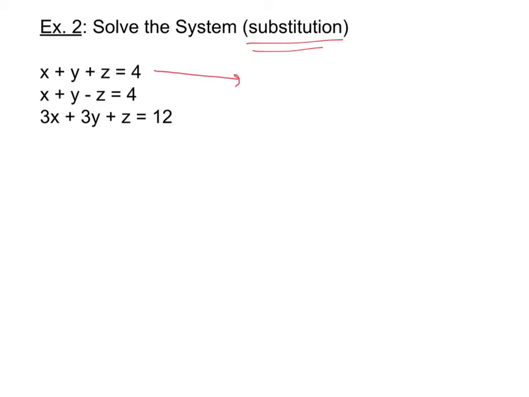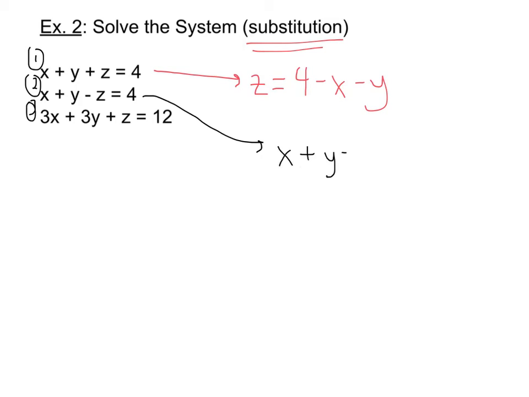So if I wanted to isolate z here, I could move the x and y over, and I get z equals 4 minus x minus y, and then that's like another equation for z. And then let's say I rewrote equation 2 using my substitution. I just labeled the equations real quick, and that would be x plus y plus 4 minus x minus y equals 4.